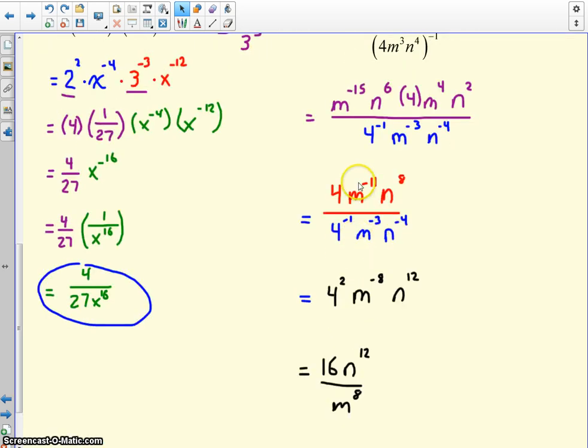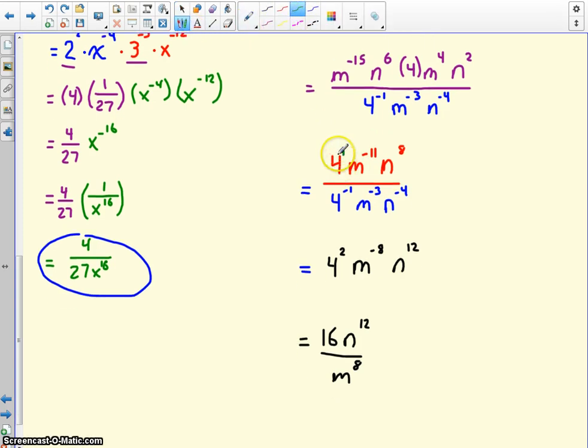And then what I did is I just did some division here. So I have 4. This is actually 4 to the exponent 1 here. There's an invisible 1 here. So here I'm dividing, so I subtract the exponents. 1 minus negative 1 is 2. So it's 4 squared. For my m's, negative 11 minus negative 3 is negative 8. And then for n's, 8 minus negative 4 is 12. Okay, so I simplified that, and I'm just about done.